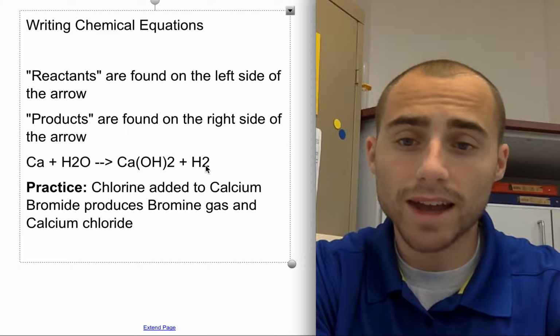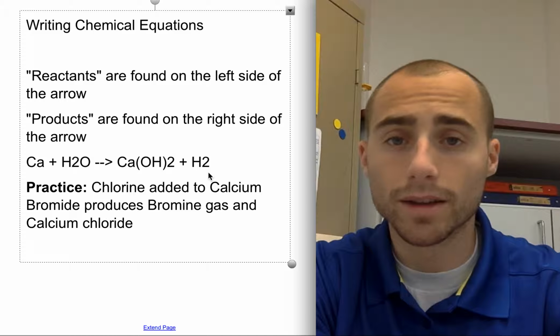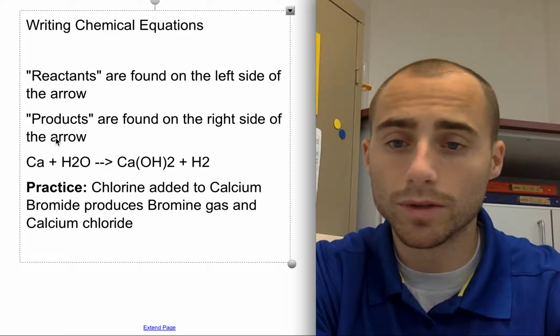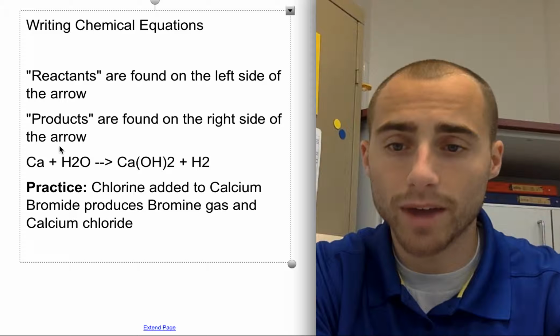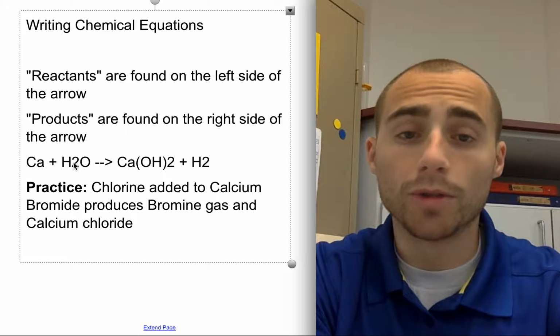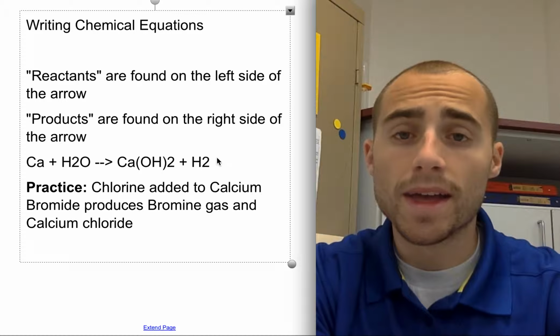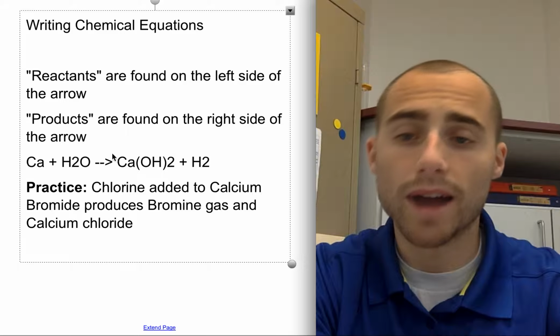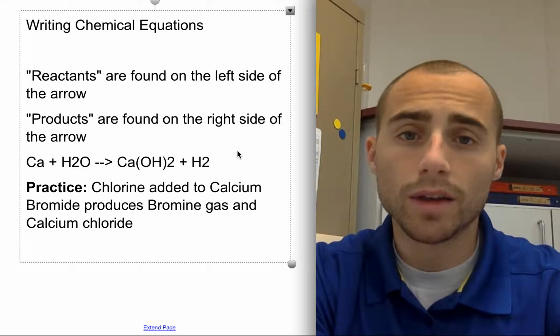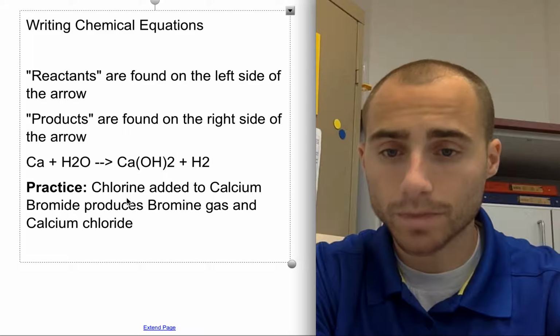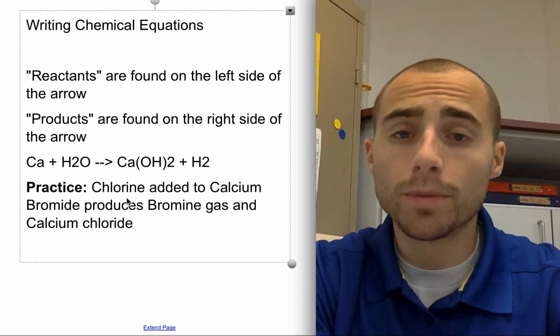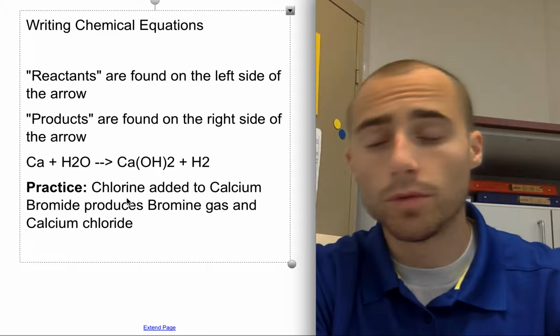Anything on the right side of an equation are considered the products because they are being produced from this reaction. So reactants on the left side are reacting to produce the products right here. So anytime it comes after the arrow or after the word produces, you know those are going to be the products. Now, I'm going to have you do one practice problem before you move on.